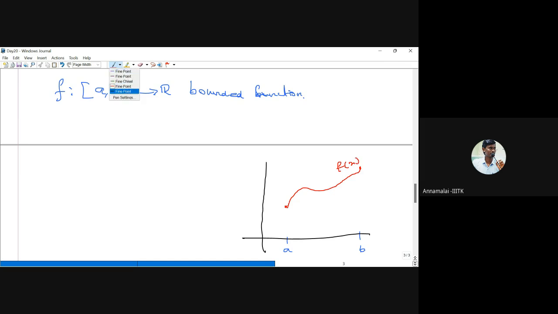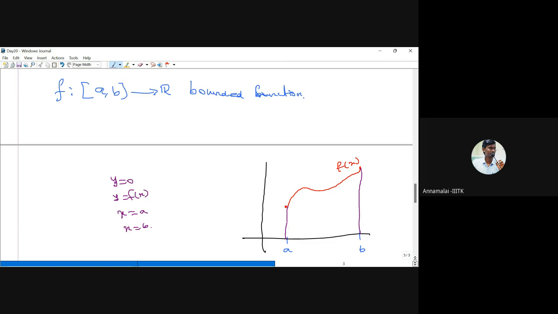Now, we have to find the area under the curve y equal to f of x. Another curve is x equal to a, this line. x equal to b is nothing but this line. And y equal to 0, which is nothing but the x-axis. Therefore, we have 4 curves: y equal to f of x is the given function, and x equal to a and x equal to b are these lines. Now, we have to find the area of this region.